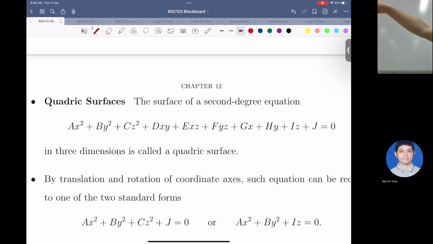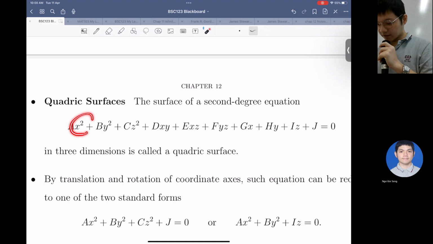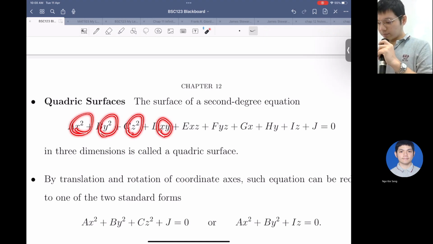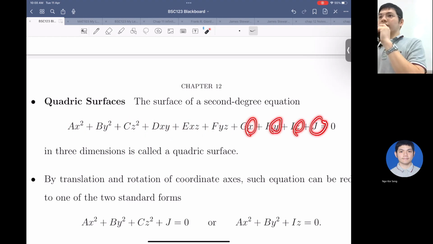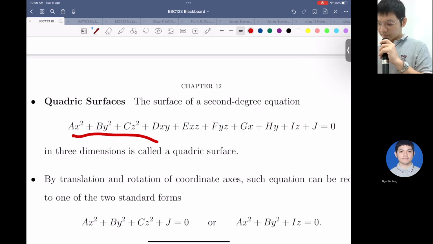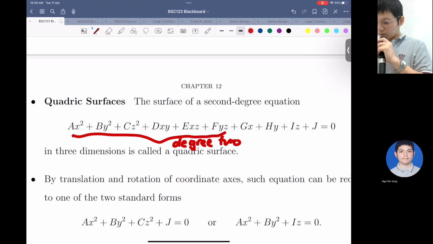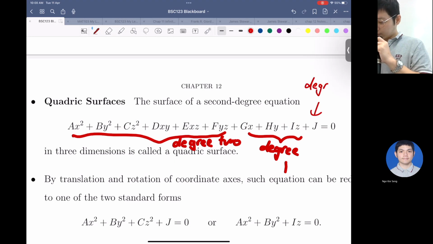So the general form is this: all the cross terms you will have, all the degree 2 terms you will have. You can see that this is a degree 2 polynomial, and then this is degree 1, and then degree 0, a constant. So let me write down. This one is degree 2, and then this one is degree 1, and then this one is degree 0. Degree 0 is a constant.